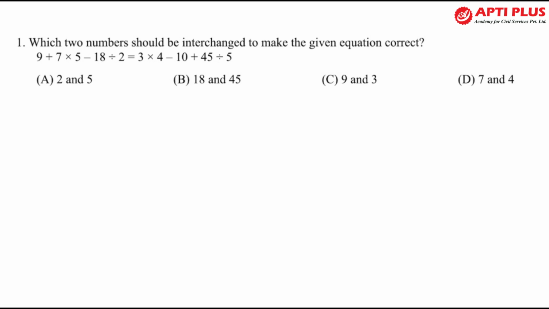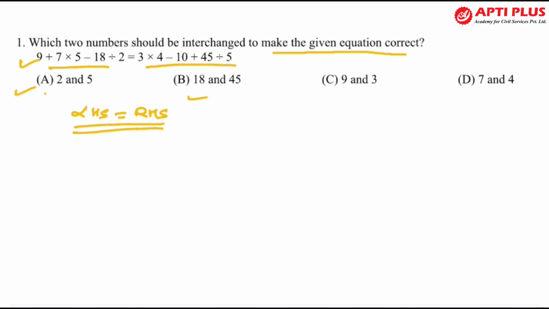So the first question for today is, which two numbers should be interchanged to make the given equations correct? Okay, so this is the simple equation that has been given here, and you have to make the left hand side equal to the right hand side. In the left hand side there is some equation. Here there are some numbers, you have to change these numbers to make the left hand side equal to the right hand side, and the best way to solve this question is using the options.